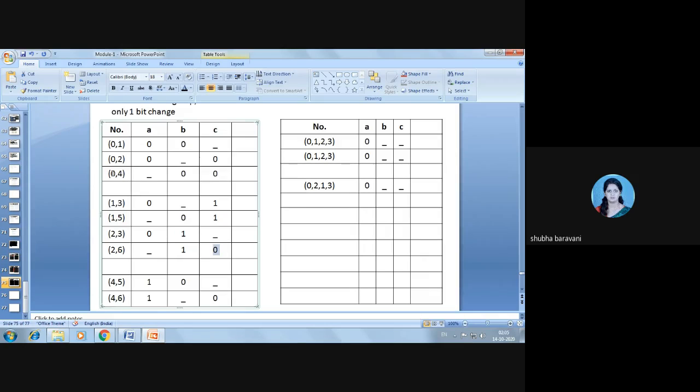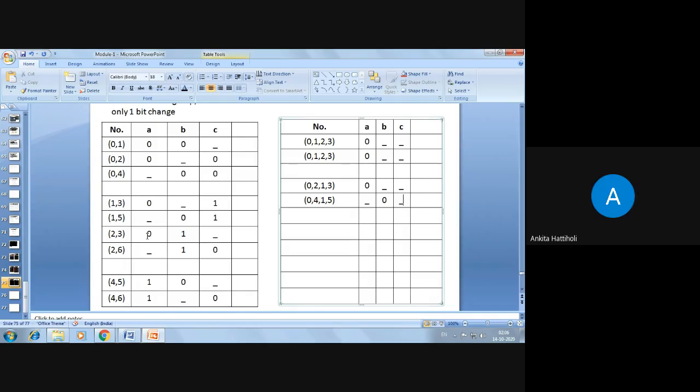Next, I'll go for 0 4. Check 0 4 with 1 3. Not possible. Okay. 0 4 with 1 5. Yes, ma'am. Possible. Okay. So 0 4 1 5. I'll get dash 0 dash. Correct? Yes. Next 0 4 2 3.